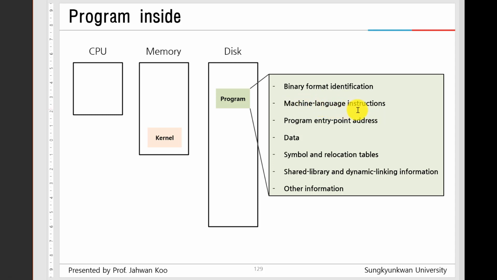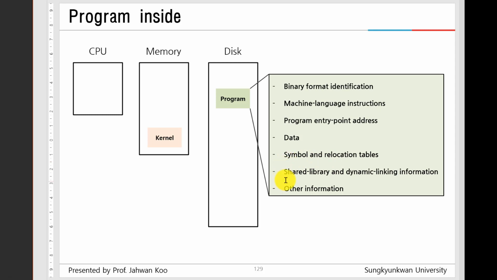This means the algorithm of the program. Number 3, program entry point address. It describes the location of the instruction start point. Number 4, data. Values used to initialize variables and literal constants used by the program. Number 5, symbol and relocation tables. These describe the location and names of the functions and variables.